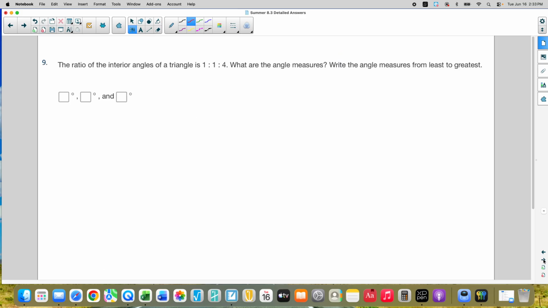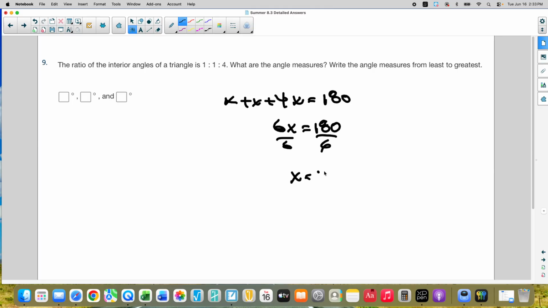Number 9, the ratio of the interior angles of a triangle is 1 to 1 to 4. What are the angle measures? Well, you have x plus x plus 4x should equal 180 degrees. So that makes 6x equals 180 degrees. Divide by 6. X gives us 30.